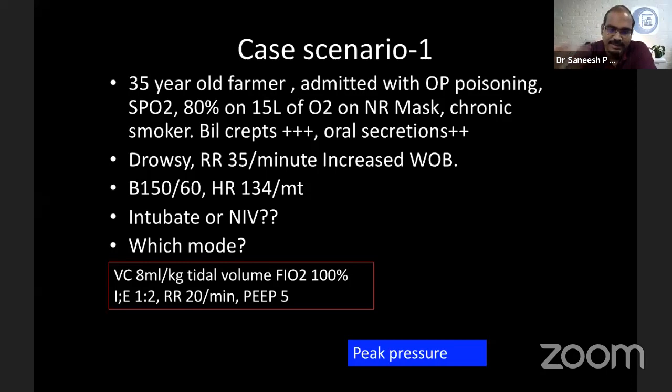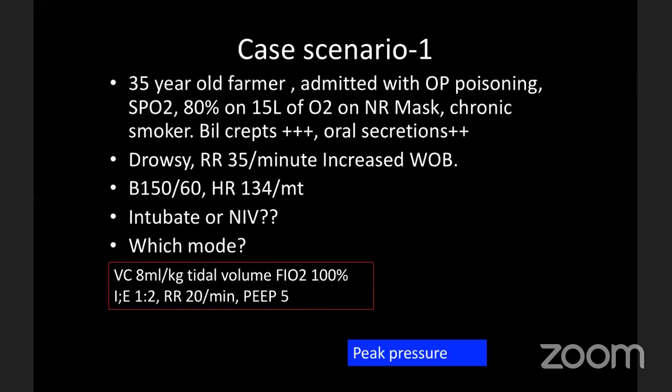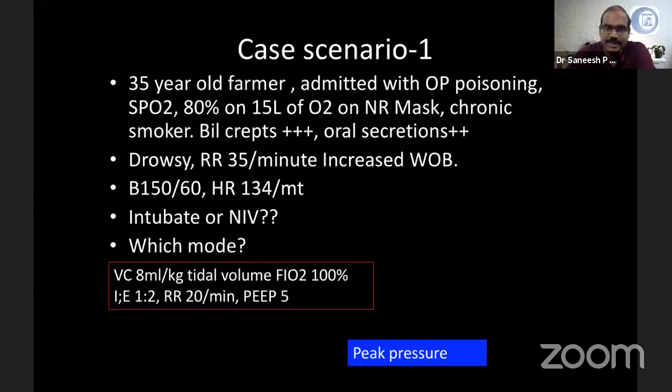Like you anticipate something, you may not know whether it will happen or not. Otherwise, you have an ideal body weight calculated and go for a volume control mode initially, targeting 8 mL per kg tidal volume. Because the patient is hypoxemic, you start with an FiO2 of 100%. Unless we find more clues regarding his chronic smoker status, emphysematous changes and all, you initially go with a 1:2 IE ratio.